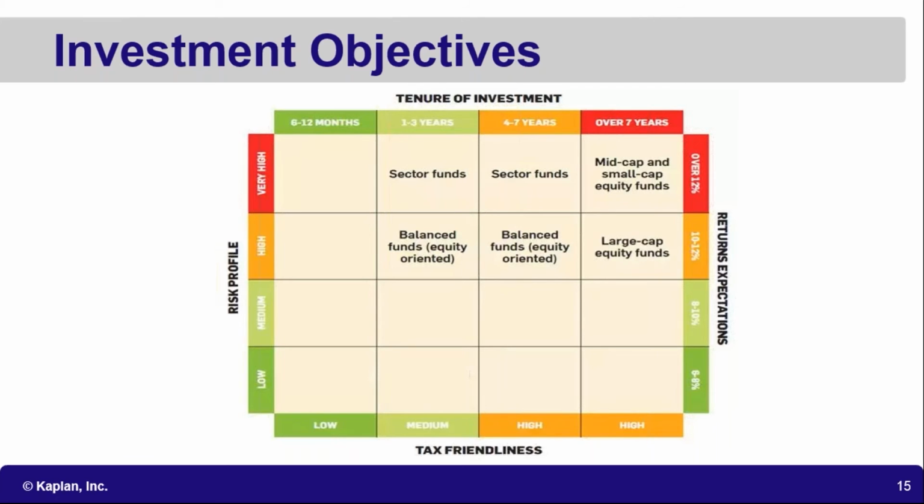If someone's going to invest over 7 years with a high risk profile, large cap funds are a good way to go for people. Again, those are the large companies. You can buy equity funds, either mutual funds or ETFs that are like that, and give people that more of a long-term approach and make money over a longer period of time.